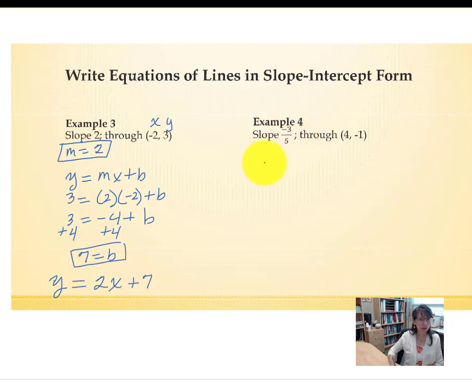In example 4, we know m, or slope, is negative 3/5. We have x value of 4 and y value of negative 1.